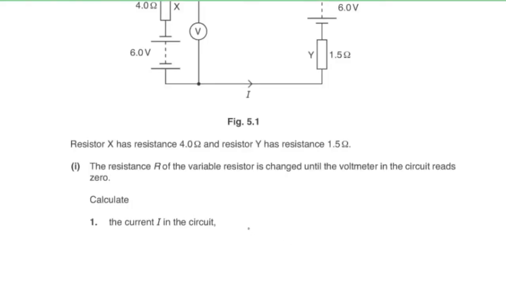So current is going to remain constant across the 4 ohm resistor, the 1.5 ohm resistor and resistor R. So voltage, which is the EMF, is equal to resistance times the current across it, which is I, and hence we have I equal to 1.5 amperes.